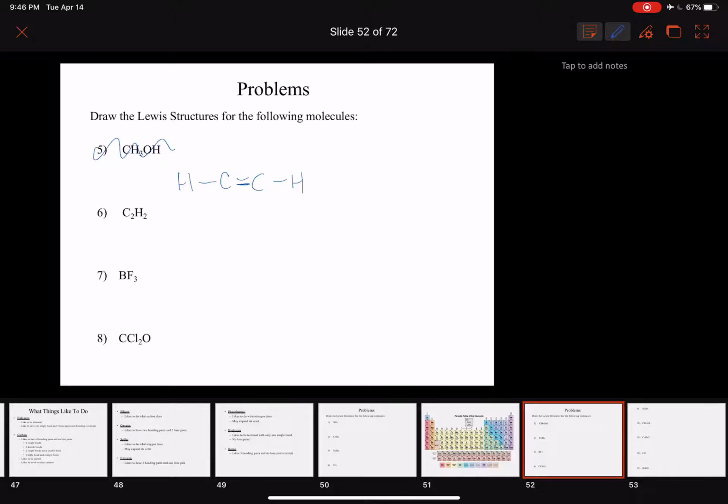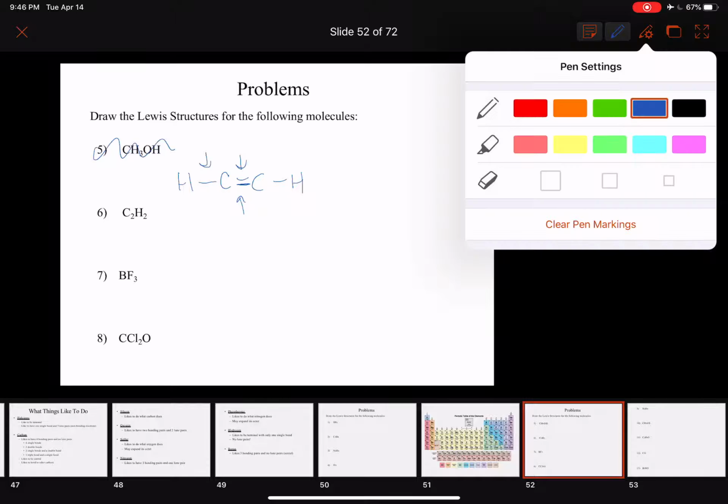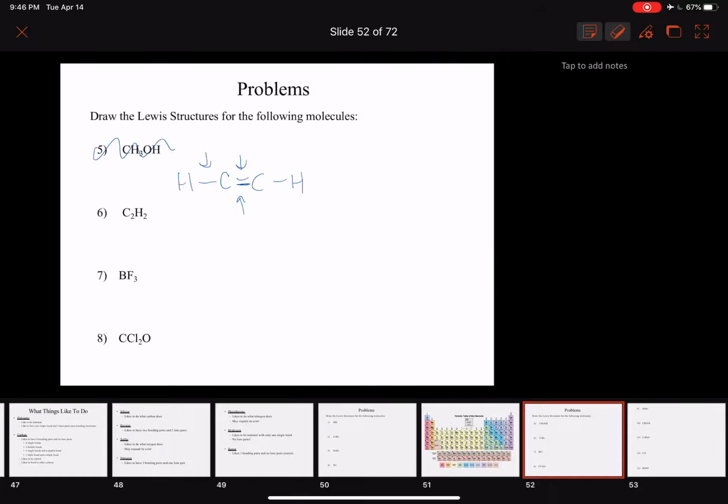Then how many valence electrons would the carbons have around them? Well, you guys can count up 2, 4, 6, because there's 4 from the double bond and there's 1 from the bond between the carbon and the hydrogen. So 2, 4, 6. So that wouldn't work. So do you have another guess?